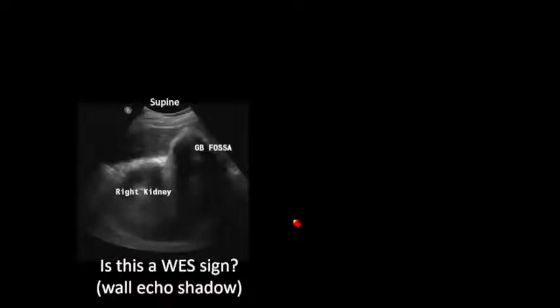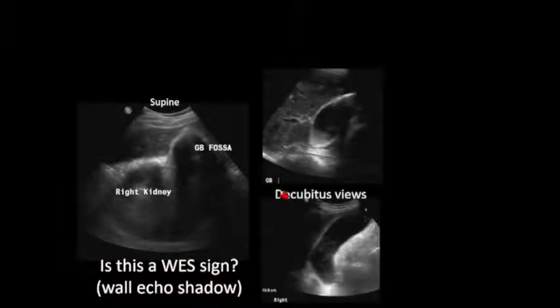Now let's look at some other technical issues. Here's the image presented to us. It's a transverse view, right kidney, liver. The patient is supine, and this is labeled, that's how it came out, labeled gallbladder fossa. And the tech thought, well, is this a so-called West sign? Wall, echo, shadow, right? Wall, echo, shadow. So we went in and we moved the patient around, and all of a sudden we could see the gallbladder a lot better. But when we moved the patient back, we couldn't see it very well.